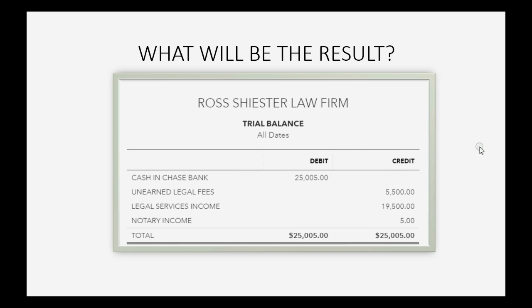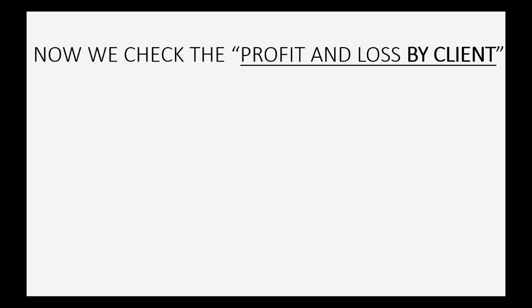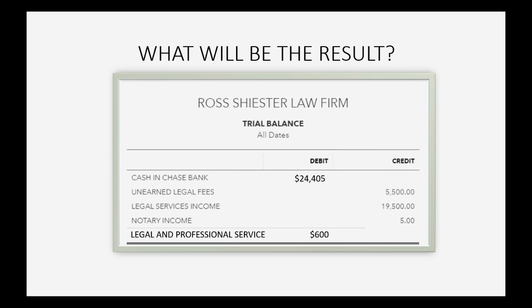So what will be the result in the trial balance after check number 2? Well, cash in bank will decrease by $600 and become $24,405. And of course, legal and professional service will show up for the first time as $600. And then we will check the profit and loss by client.